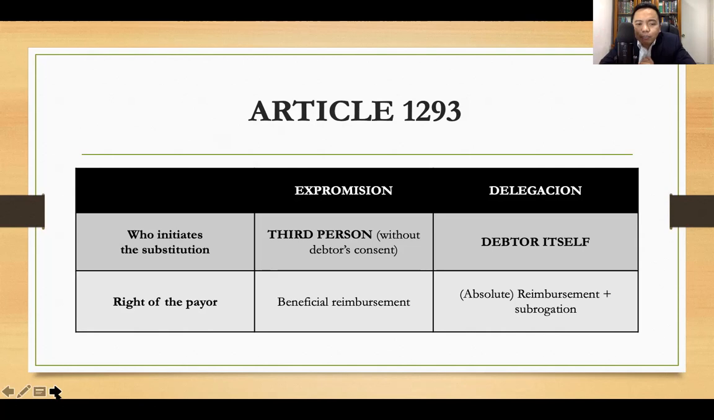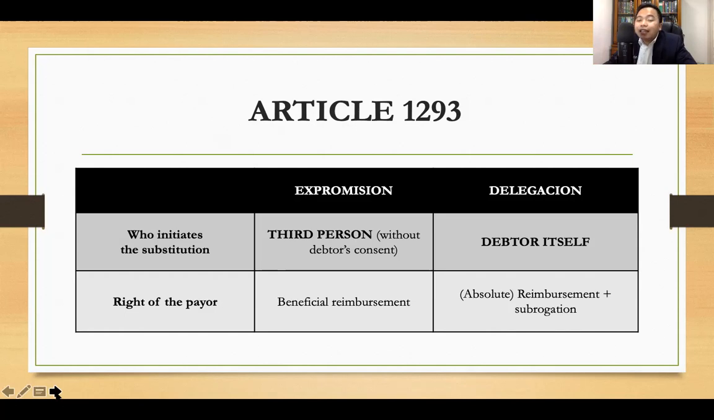Now, what is the right of the payer? It depends. In expromission, there is only beneficial reimbursement. Pag third person ang nag-initiate na siya ang magbayad, pwede ba siya makakolekta? Depende kung ang bayad niya ay naging beneficial o kapaki-pakinabang sa debtor or sa may utang. Pag ang bayad ng third person ay naging kapaki-pakinabang sa may utang, then he can reimburse from the debtor.